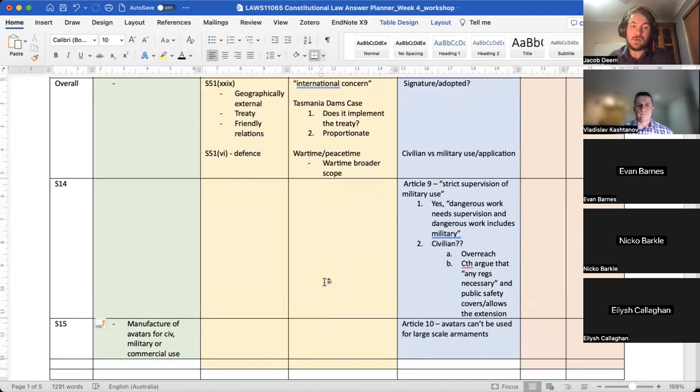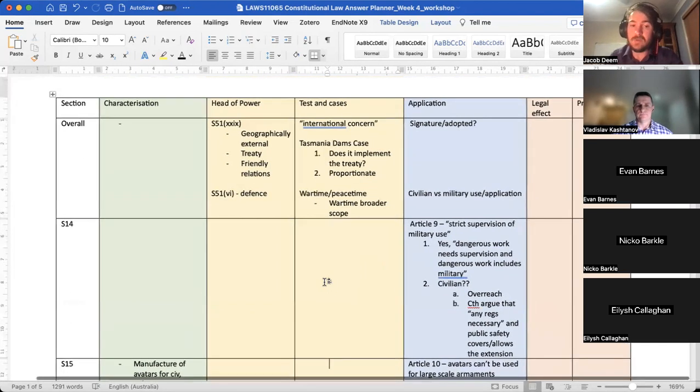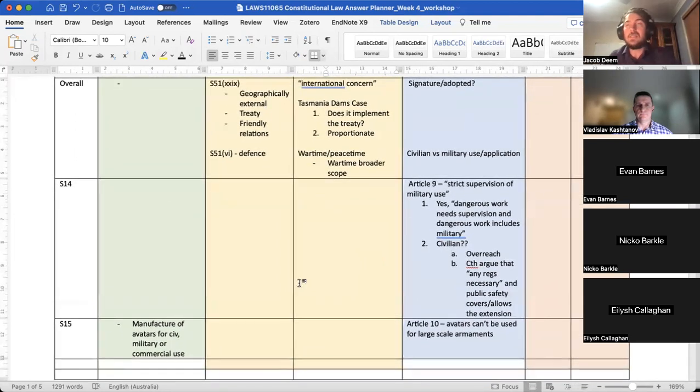Excellent. Alrighty, let's talk about the defence power, and as we've noted, the scope of the power expands and contracts depending on whether Australia is at war or not.